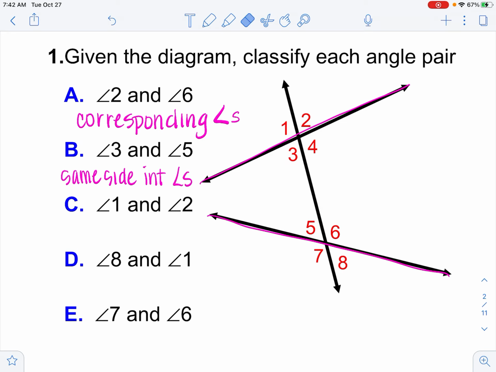All right, next we have angle 1 and angle 2. Here's angle 1, here's angle 2. They're both on the outside. My only option from my special pairs is alternate exterior angles, but that would be like 1 and 8 or 2 and 7. So these two right next to each other, the only thing that's special about them, which is still pretty special, is that they form a straight line. So they are a linear pair.